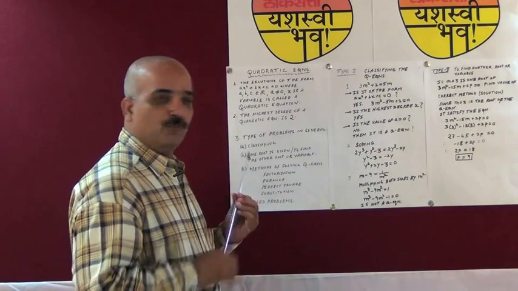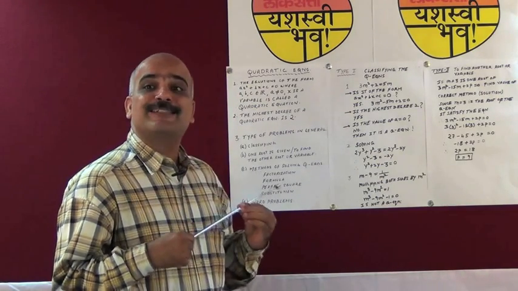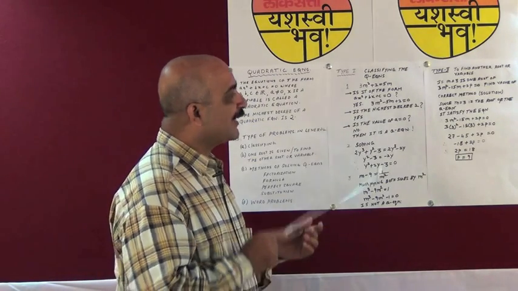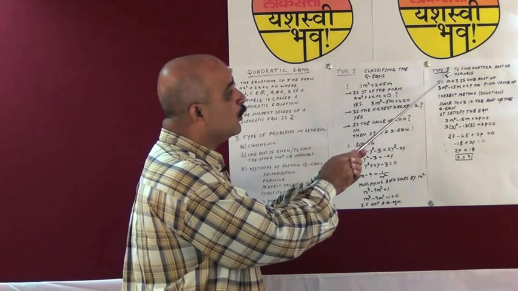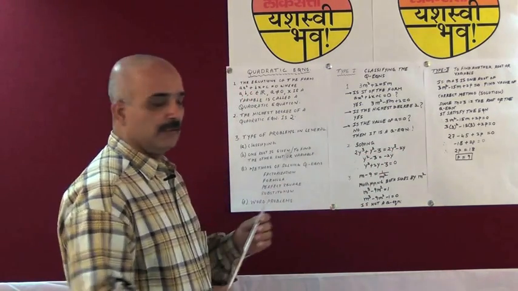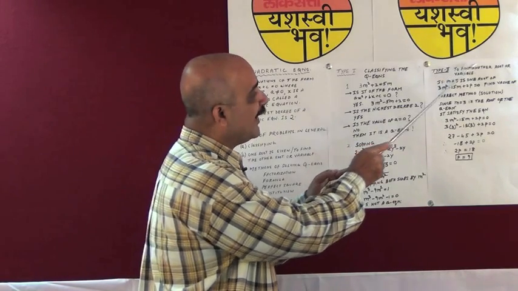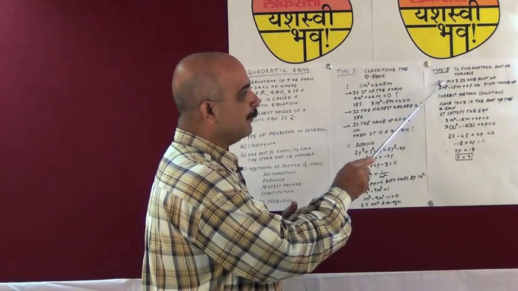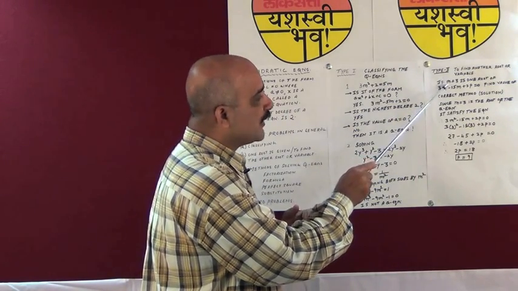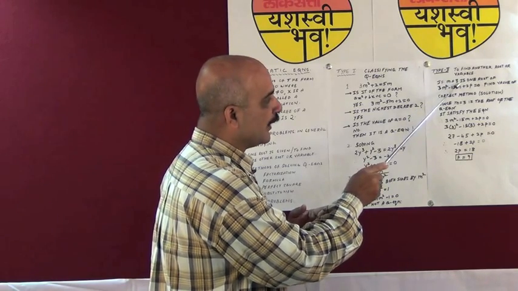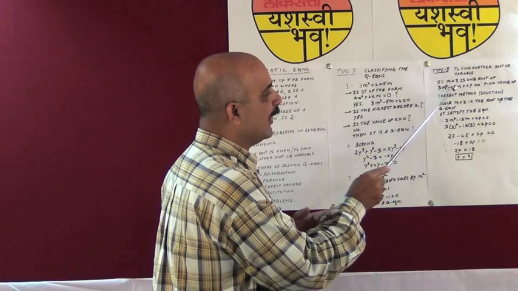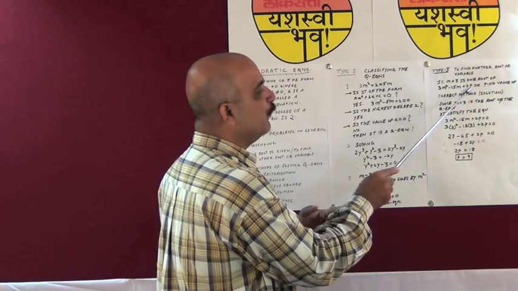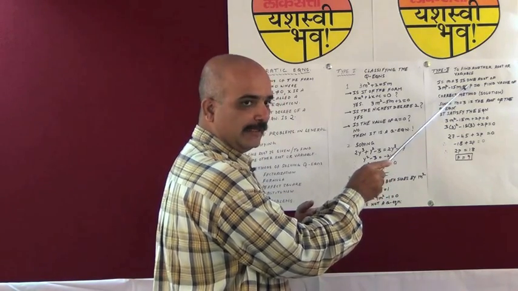Now talking about further, let's go on to the second type of the sum, type 2 sums. Here we have to find another root or the variable when one root is given. If you see here, let us read the question. If m is equal to 3 is one root of the equation 3m square minus 15m plus 2p equal to 0, find the value of p. So here we have to find the value of the variable p.